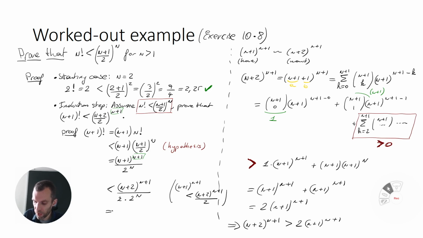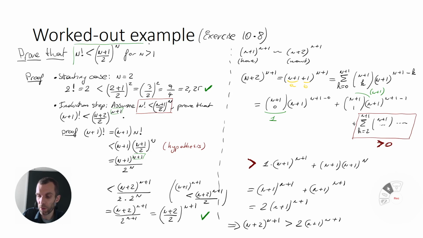And now cleaning that up, I get n plus 2 to the power n plus 1 divided by 2 to the power n plus 1, which is n plus 2 over 2 to the power n plus 1. And that's precisely what I had to prove for my induction step. So that concludes my proof. I have my induction step, and now the starting step and the induction step together combine to give me my full theorem.